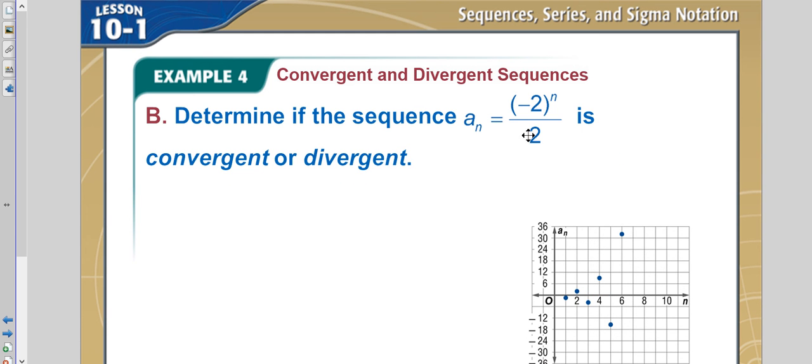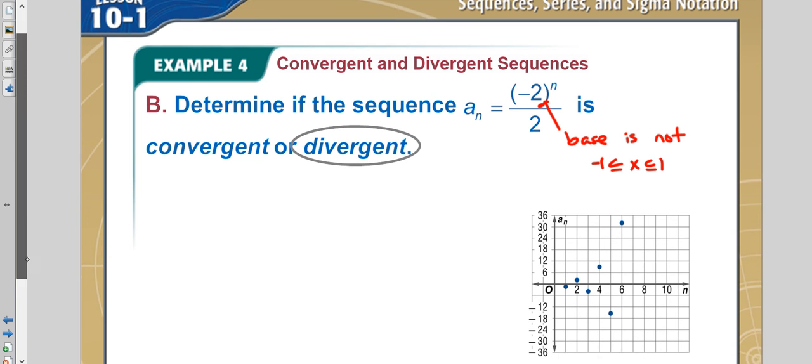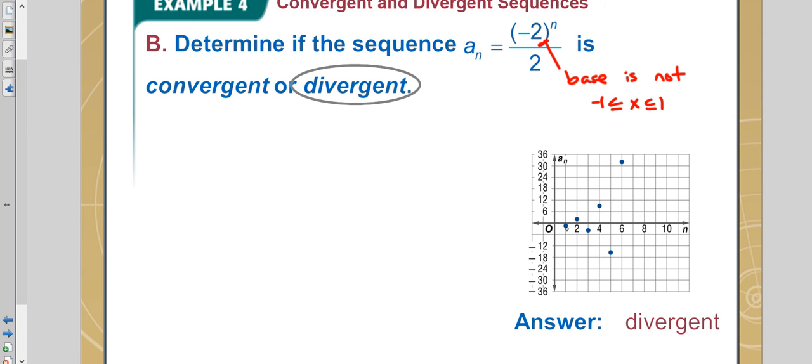Now let's try this one. This time, the base here is not between -1 and 1. Because of that, it is divergent. So we'll see it diverge and approach infinity. As it rotates back and forth, it's not really approaching any number. It's going to positive infinity and negative infinity back and forth. So it does not approach a number.